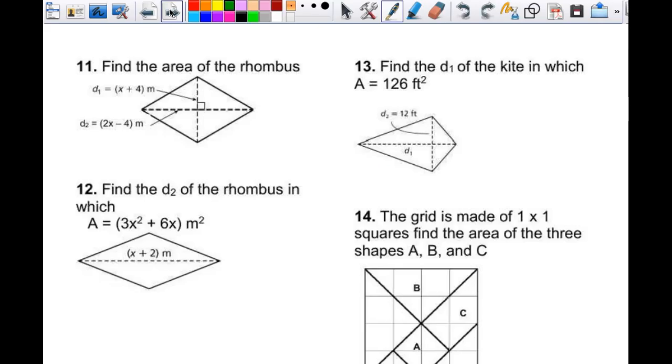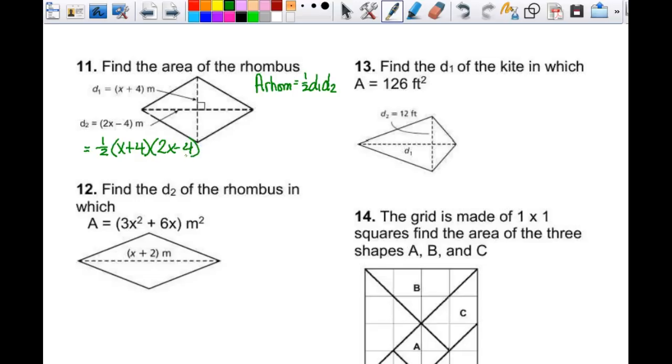All right, next one. I'm going to find the area of the rhombus. It gives me both of the diagonals, so I know that the area of the rhombus is equal to 1/2 d1 d2. And I don't really have a whole lot of room for any of that, so I guess I'll do it here. 1/2 times d1, which is x plus 4, times d2, which is 2x minus 4.